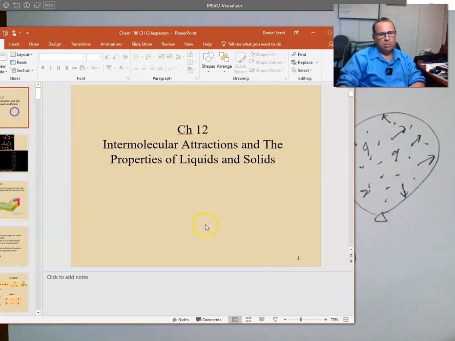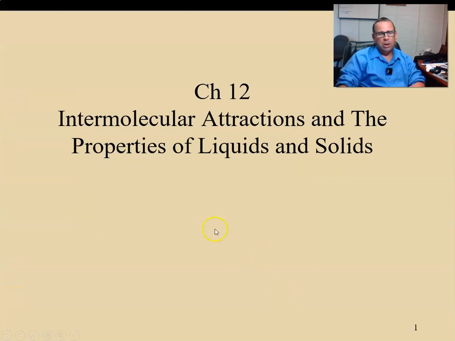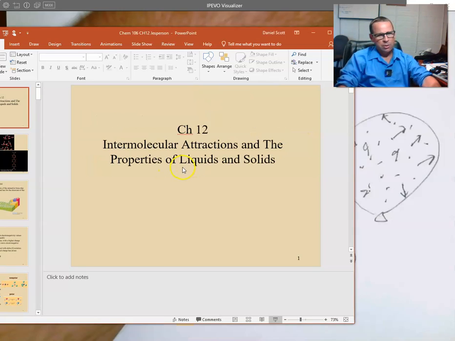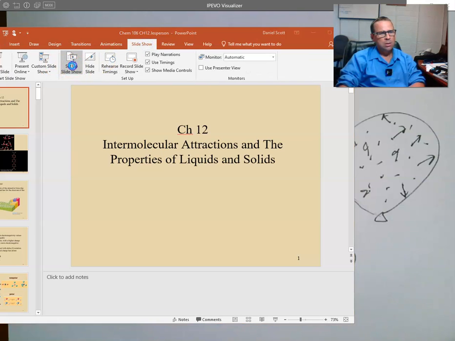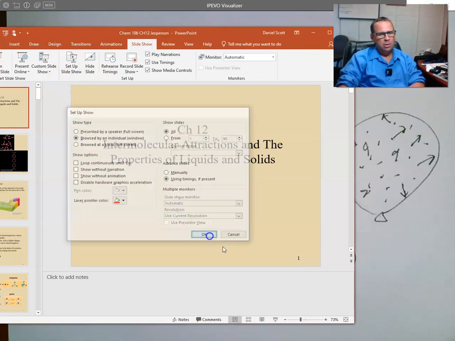All right. Intermolecular interactions or attractions are, whoops, let's see if we can try that again. Just a second here. There we go.